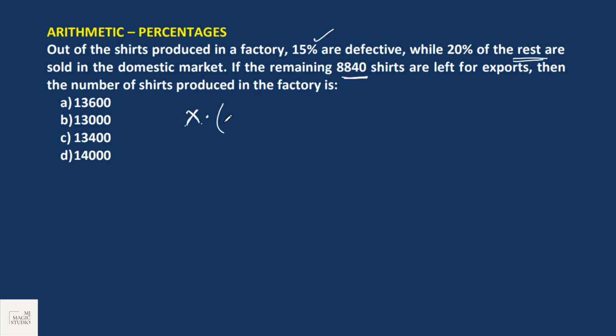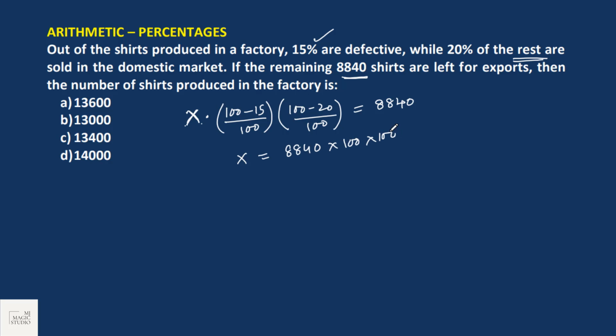let it be X. 15% are defective, that means we are left with 100 minus 15 by 100%. These are good shirts. Now out of the non-defective shirts, 20% are sold in the domestic market and the remaining are for exports. So for exports we have again 100 minus 20 by 100. That is 80% of the non-defective shirts. This equals 8840. So the value of X would be 8840 into 100 into 100 divided by 85 into 80.